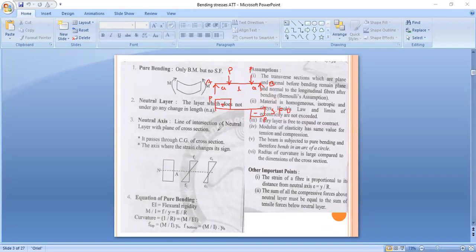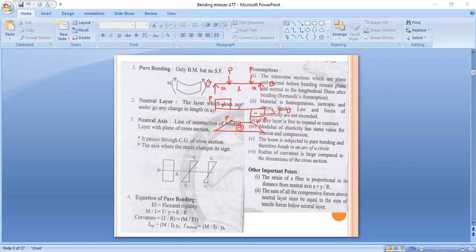Then next I will draw the bending moment diagram here. So the bending moment diagram goes likewise. This is our bending moment diagram and the whole diagram is positive. Now from this figure we have to understand what is meant by pure bending.